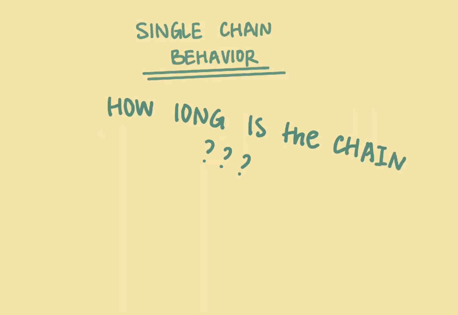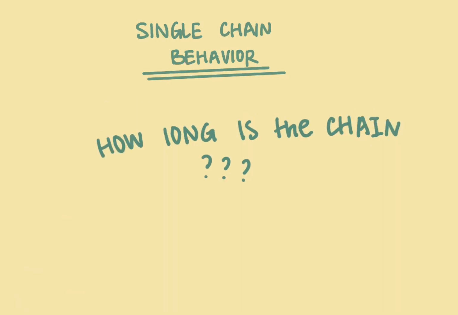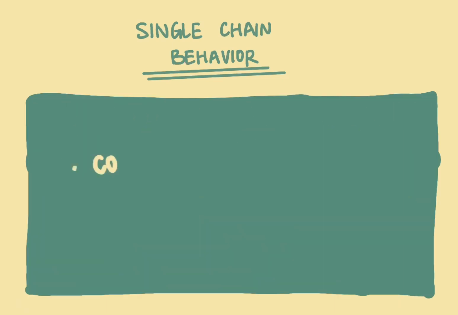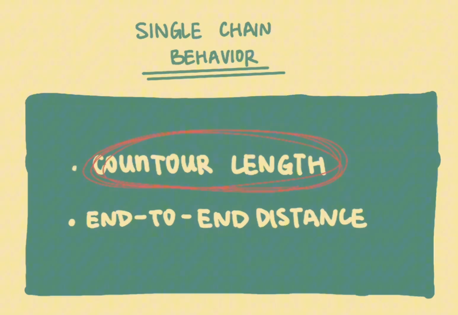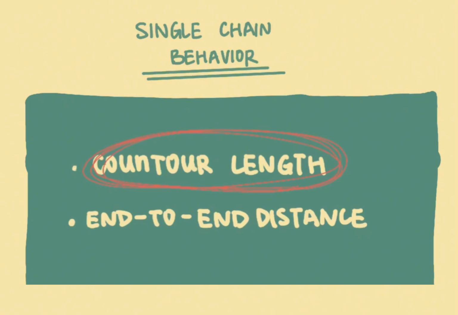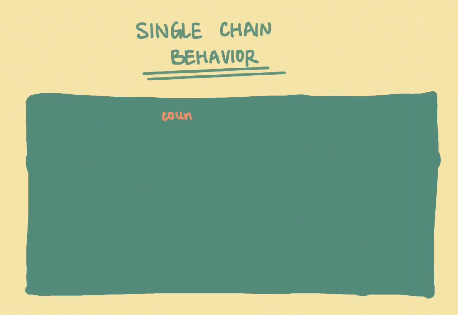There are two ways to calculate the length. We can calculate the contour length, which is the total length of this chain along its backbone, or we can calculate the end-to-end distance of the polymer chain. In this case, we investigate different ways that can be used to simplify calculation of the contour length of the polymer. In general, there are three models to calculate the contour length.